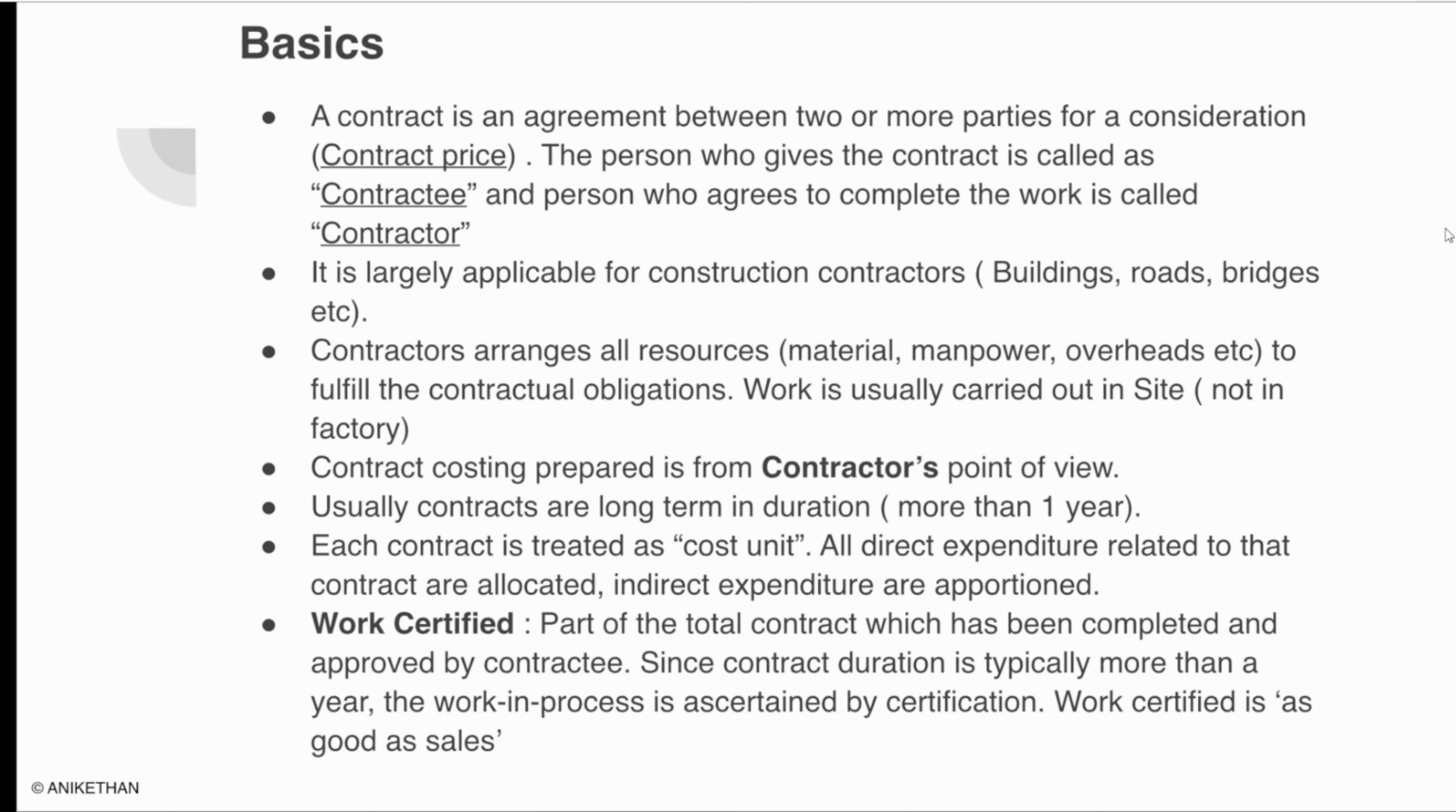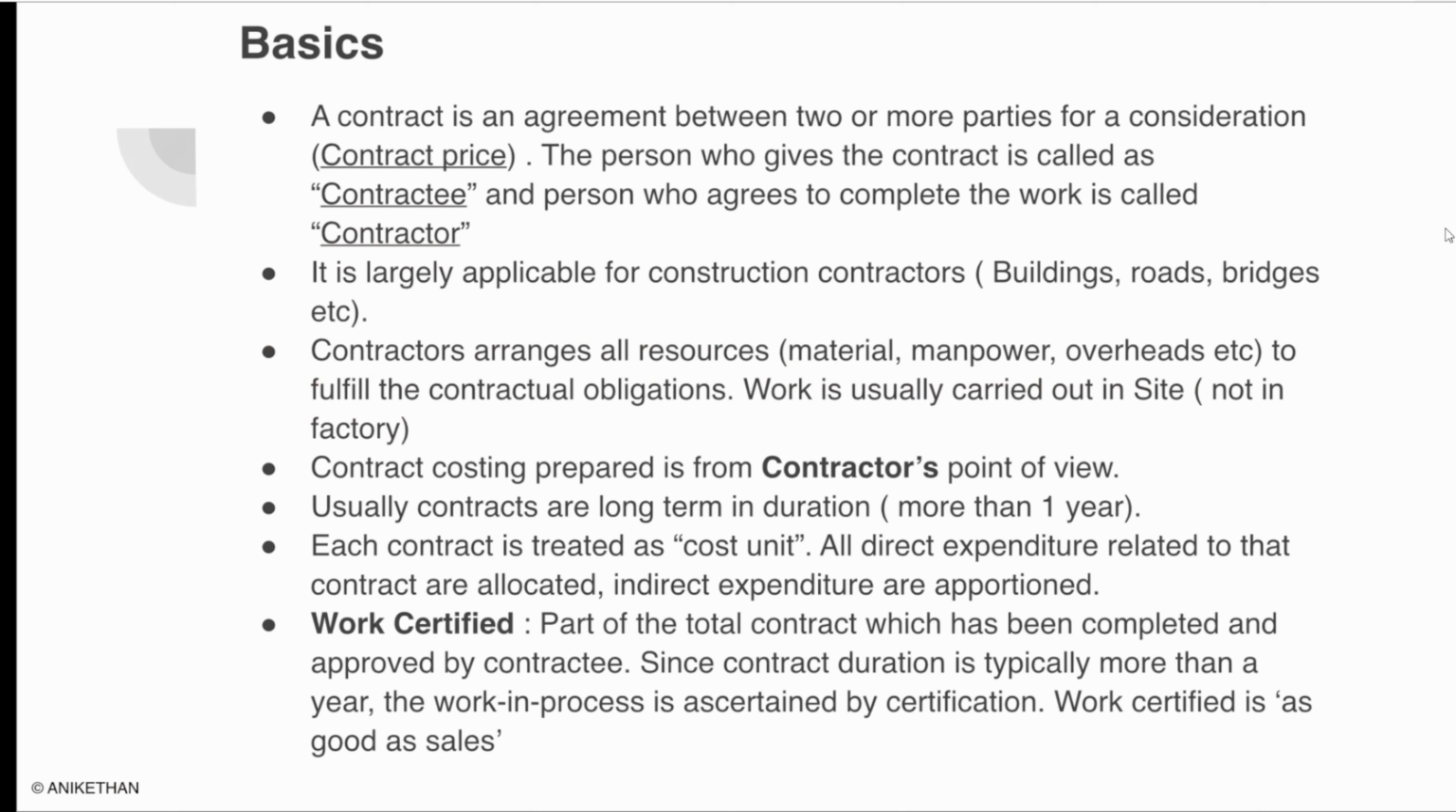So contract is an agreement between two or more parties for a consideration, correct? So there has to be a contractee and there has to be a contractor. Contractee is basically who gives the contract. Typically, it's government or big corporations who give contracts. And the contractor is who executes the contract by putting his resources. When I talk about resources, they are nothing but your material, manpower, overheads, all these. And contracts usually are executed at a construction site and they are typically long duration projects.